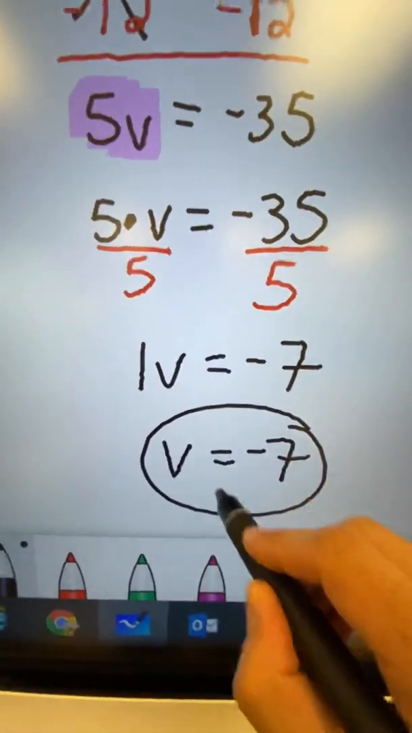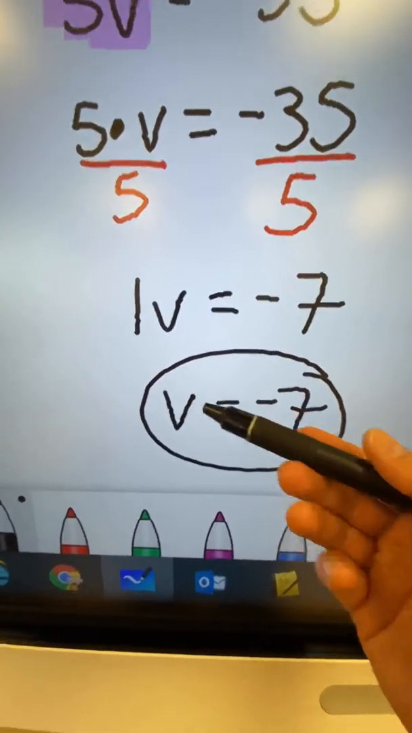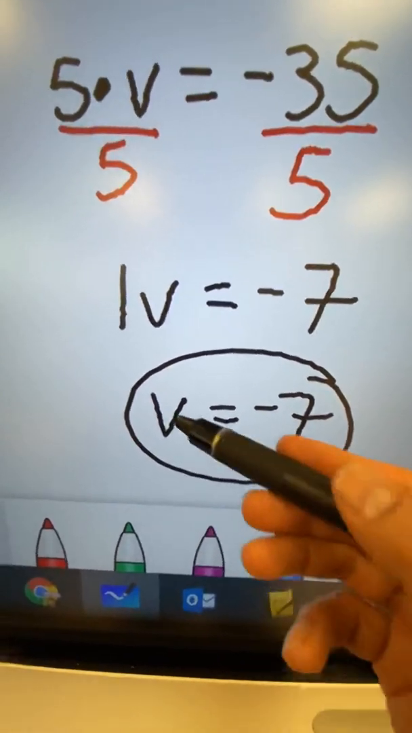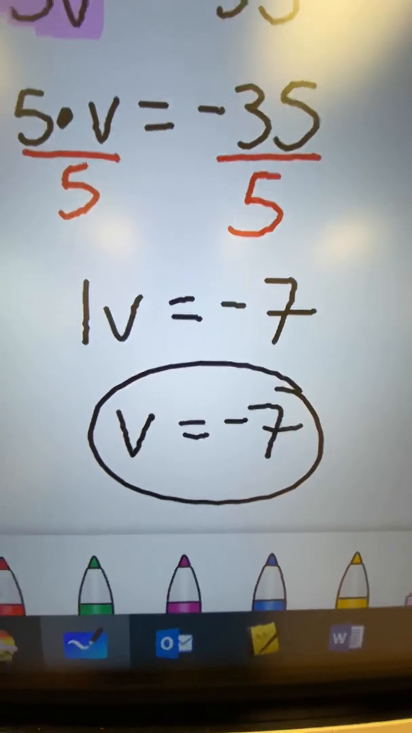But keep in mind, these are identical. It's just that we don't usually write the 1, because if you look at this here, you just ask how many v's do you see here. There's only one v that you see right there. So they mean the same thing. And that's the final answer. So v equals negative 7.